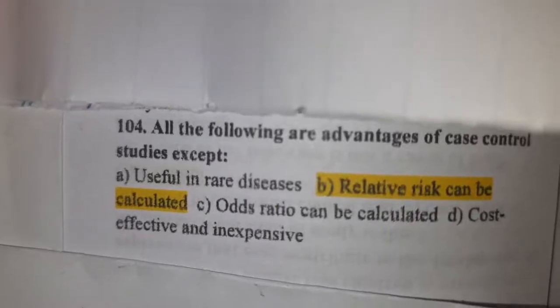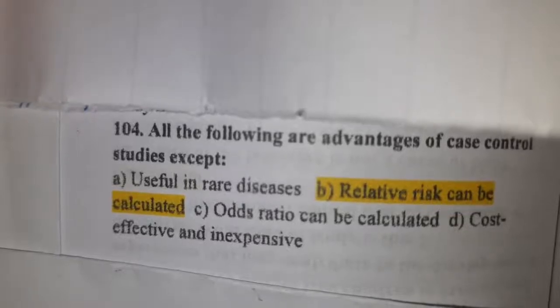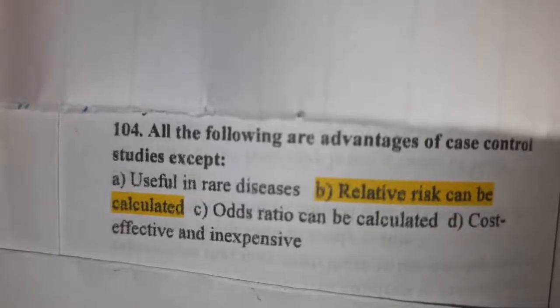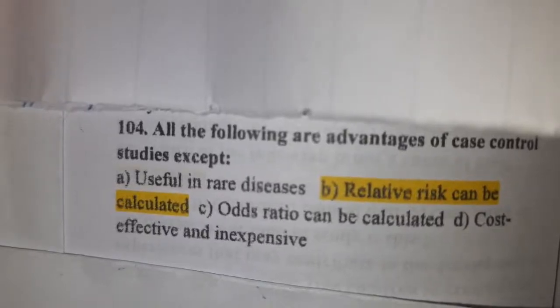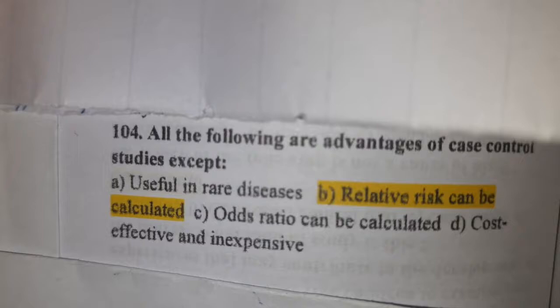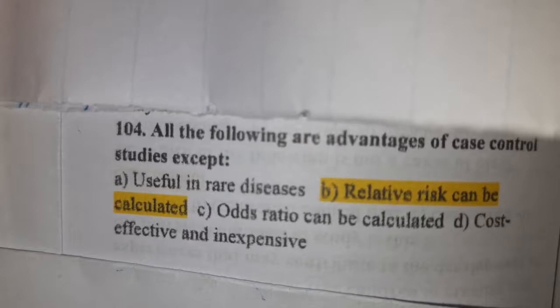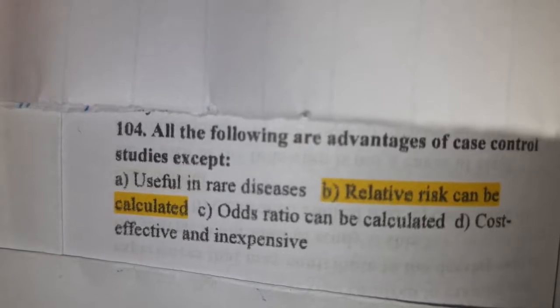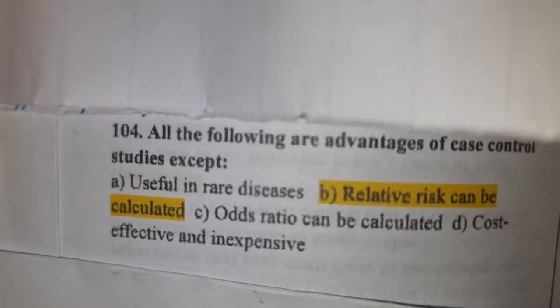All of the following are advantages of case control studies except: case control studies are useful in rare diseases. True. Relative risk is calculated in case control study. False. Actually, relative risk is calculated from prospective study or cohort study, not from case control study. Odds ratio can be calculated from case control study. True. Cost effective and inexpensive. True.